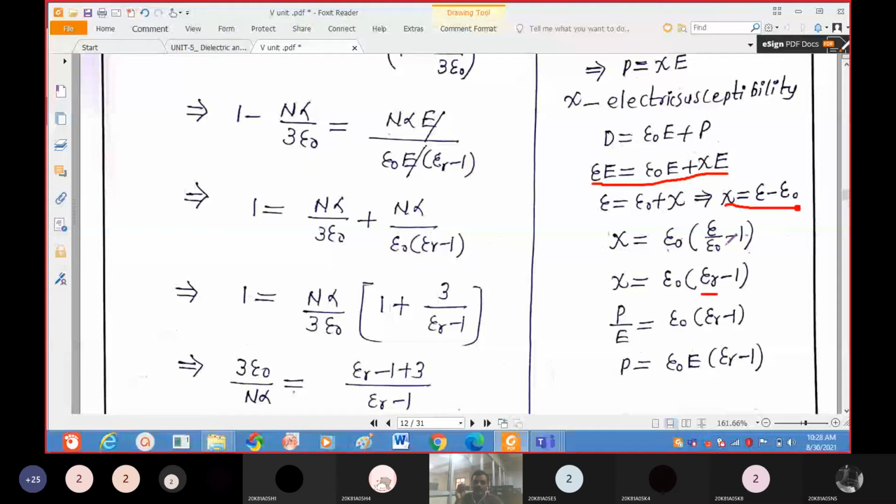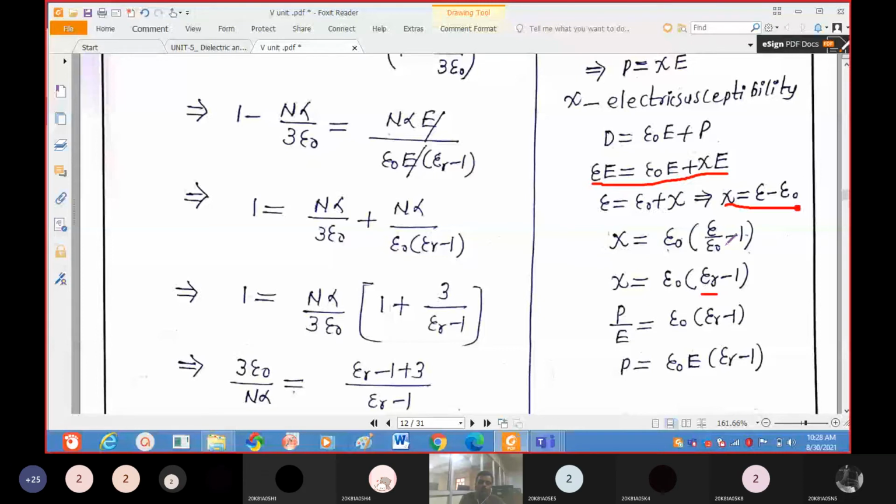P is equal to mu by V, where mu is the induced dipole moment. So one more definition: induced dipole moment per unit volume is called polarization, or dielectric polarization. There is one more relation also: P is equal to N into mu.